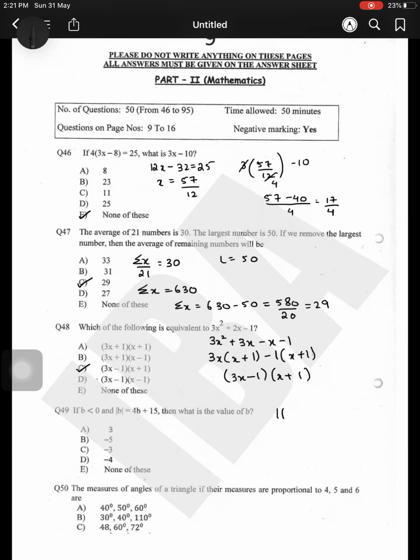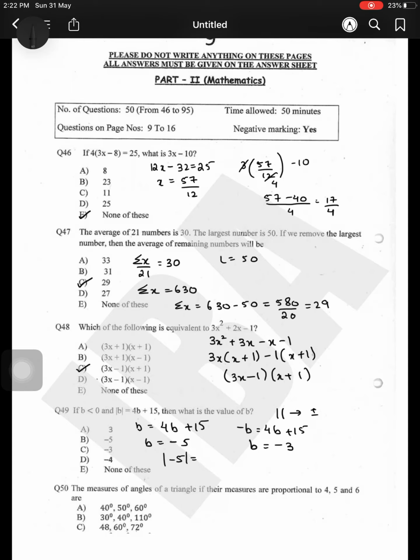In this next question, we have the modulus sign, which means plus minus. So we're gonna do it in two ways. First, b is equal to 4b plus 15, which gives b is equal to minus 5, and minus b is equal to 4b plus 15, which is gonna come out as minus 3. Now we're gonna plug minus 5 and minus 3 in the main equation separately.